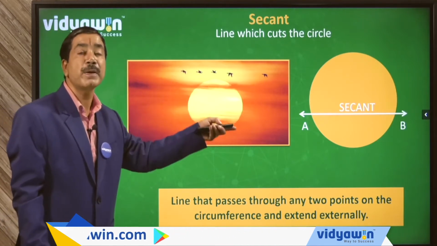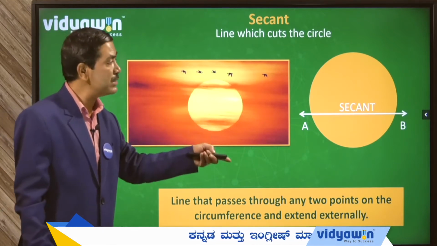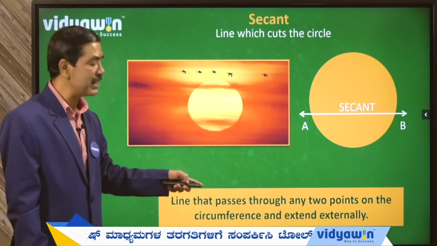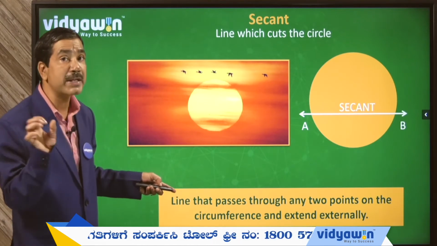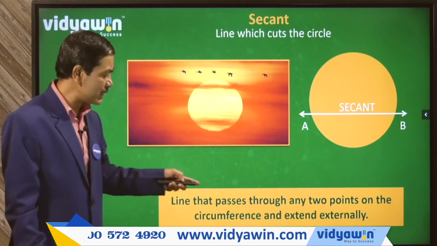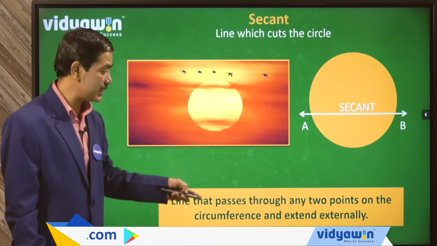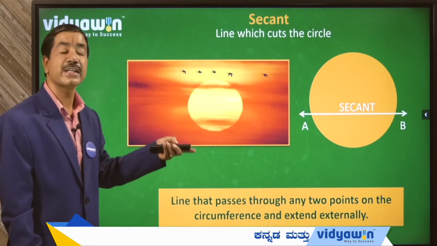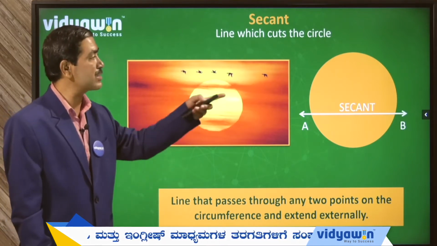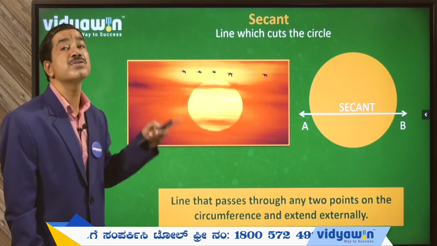That's why this particular term is not just chord. It is not at all a chord. It is a secant. Secant is again a line. This is a line, a straight line, not a line segment. You can produce a line to any length on either side. So a line that passes through any 2 points on the circumference can be extended externally, on either side. If this characteristic is satisfied by any line with respect to the circle, you can call it a secant.